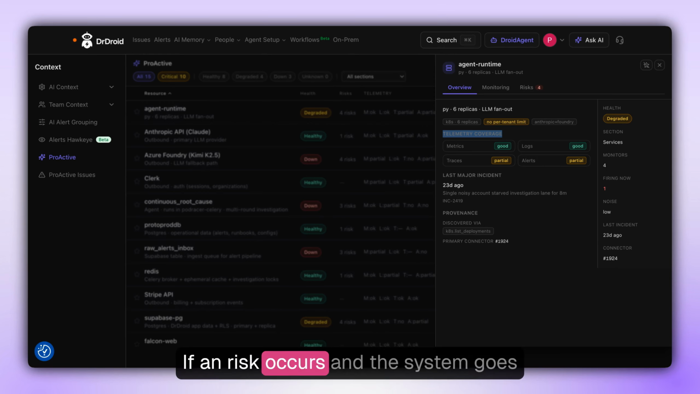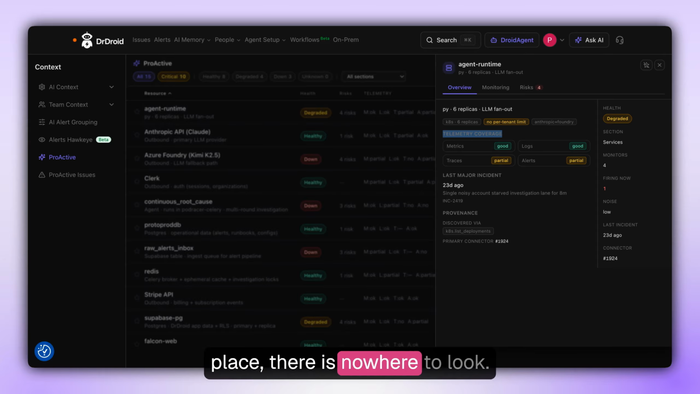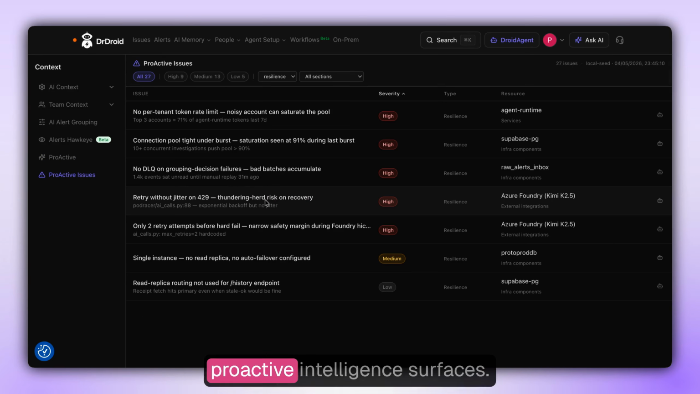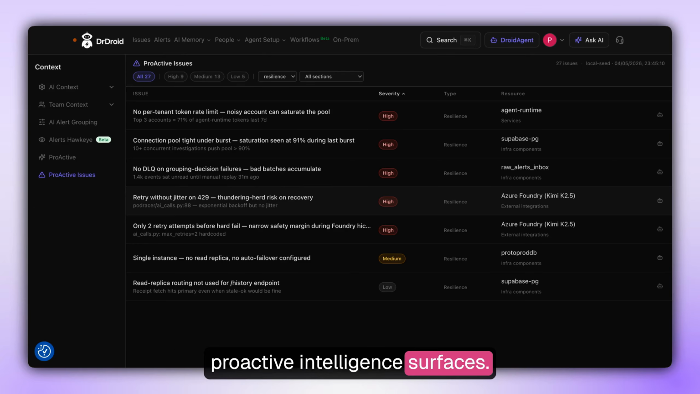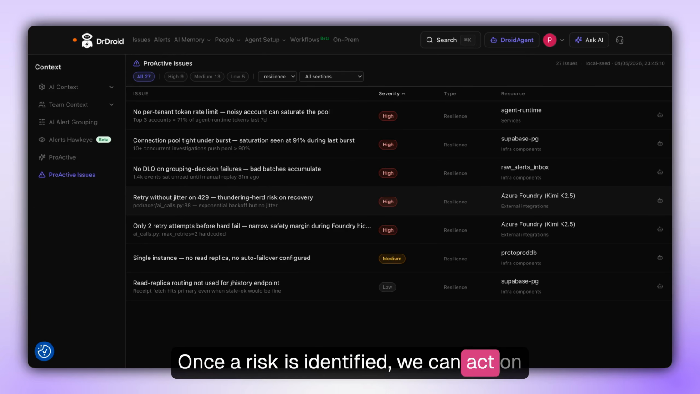If a risk occurs and the system goes down, and traces and alerts are not in place, there is nowhere to look. This makes it much harder for engineers to find the root cause quickly. These are the kinds of findings that proactive intelligence surfaces. Once a risk is identified, we can act on it right away.